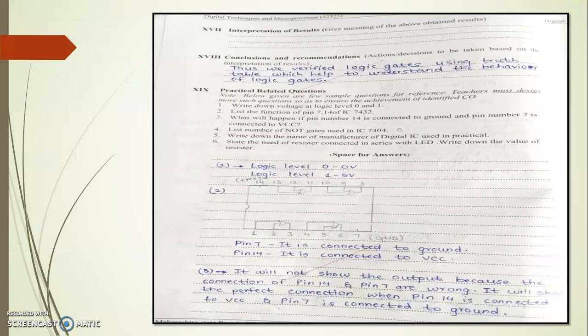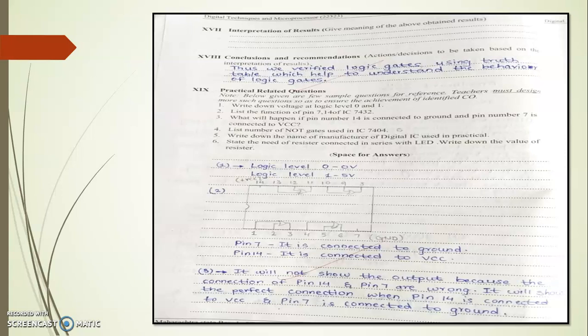Next you have to do the truth table, through which you understand the behavior of logic. Why is the truth table important? Because you can understand when the connection will be on and off. First write down the voltage logic levels 0 and 1. For 0 that is 0V and for 1 that is 5V. Pin 7 is connected to ground and pin 14 is connected to VCC. It will not show the output if the connections of pin 14 and pin 7 are wrong.